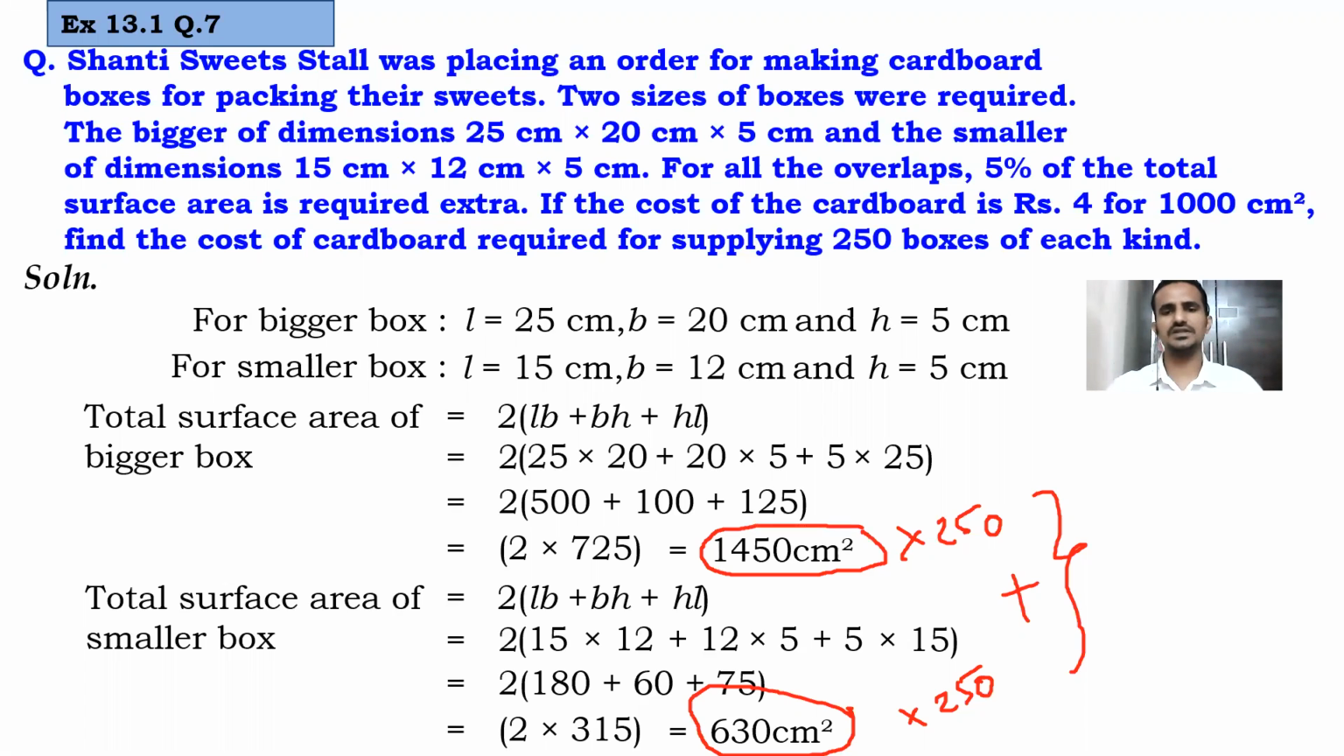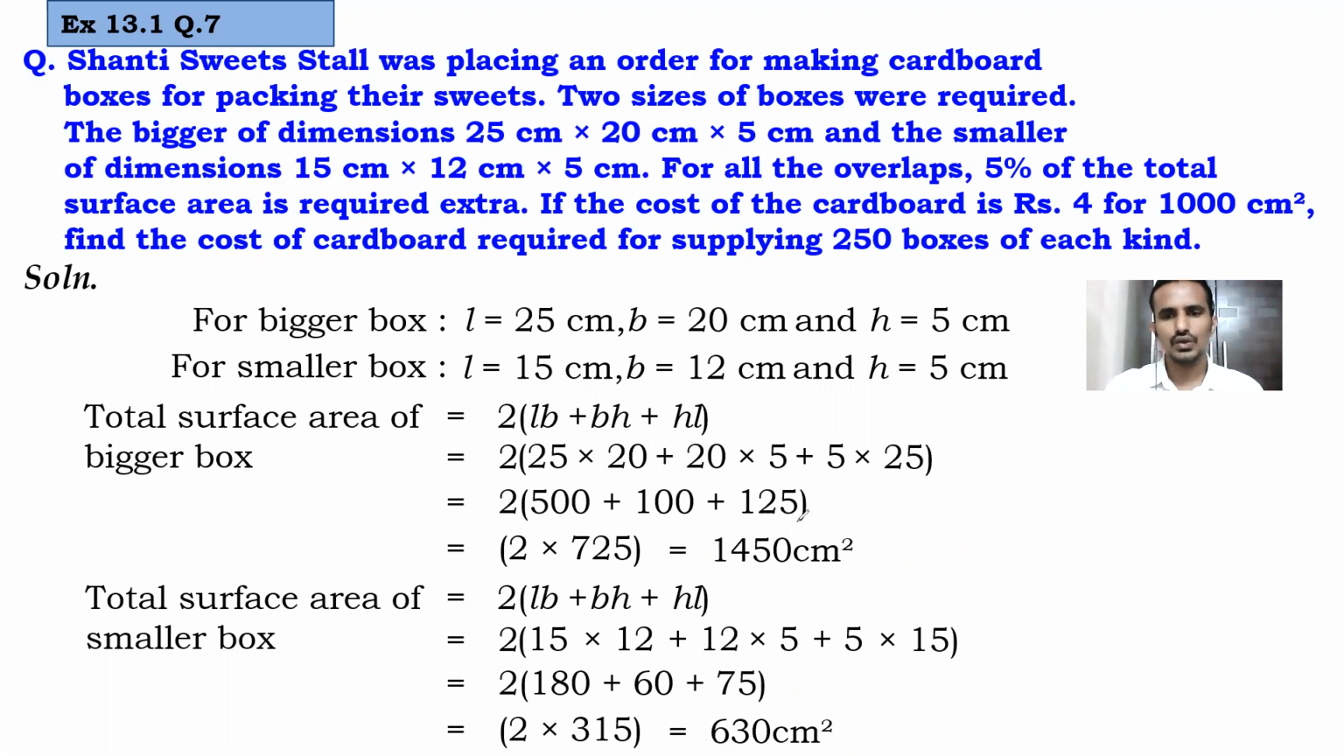But instead of doing that multiplication again and again, what we'll do is, we know that both the boxes are 250. So we'll take the surface area of one bigger box, and we'll take the surface area of one smaller box, and we'll add them first. So we'll get the total surface area of each box total. And then we'll multiply that addition with 250. So it will save our calculation.